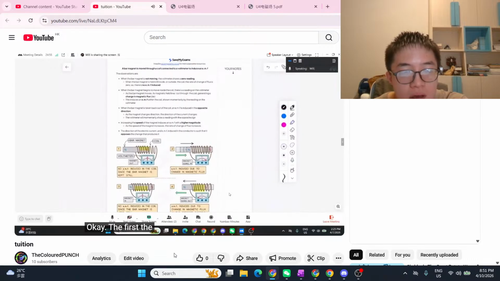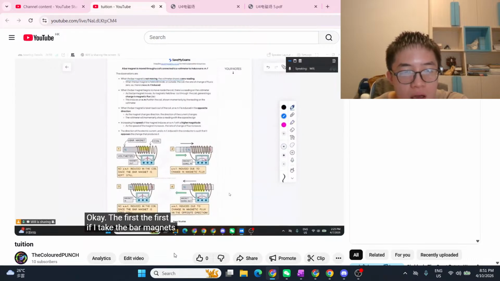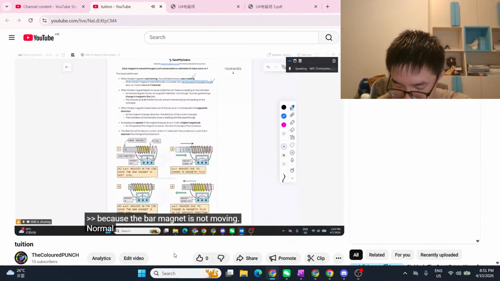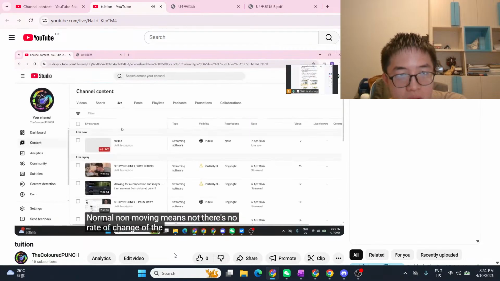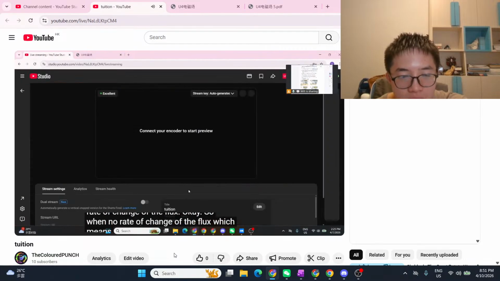Okay, first, if I take the bar magnet and it's not moving, the voltmeter shows no reading. Why? Because there's no EMF induced. Because there's no rate of change of flux, right? The bar magnet is not moving. Not moving means there's no rate of change of the flux, which means there's no EMF induced.